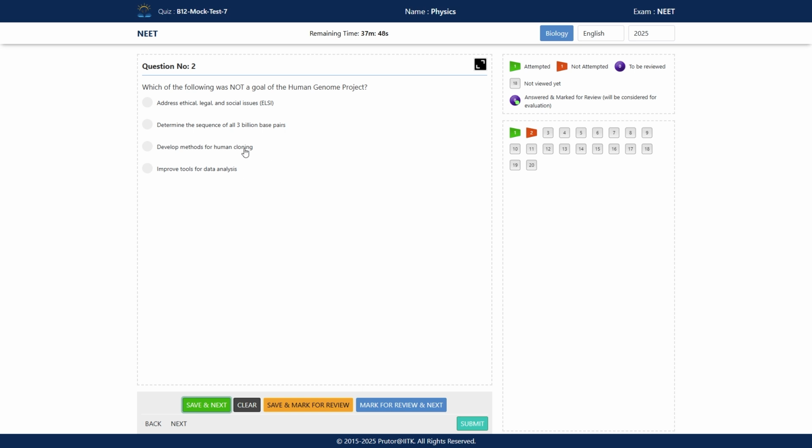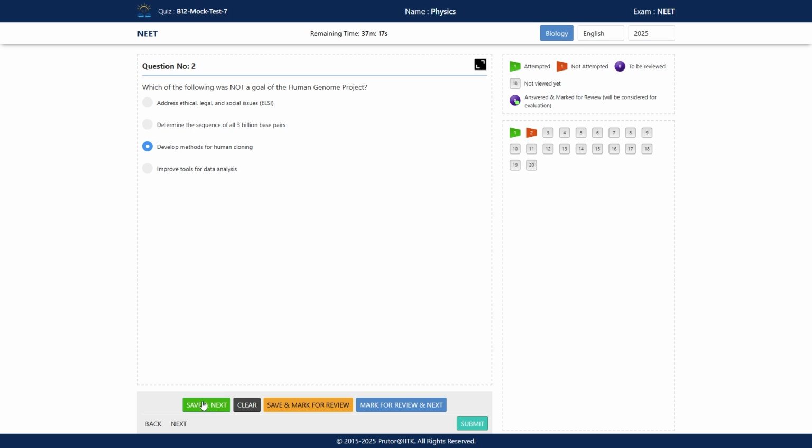The correct answer is option number C, develop methods for human cloning. The rest of the options given here are true except option C. This was not the goal of the Human Genome Project. Clear? Human cloning is something different. This is done in biotechnology. So this was not the aim, to develop methods for human cloning, cloning of human genes, or human cloning as it is.